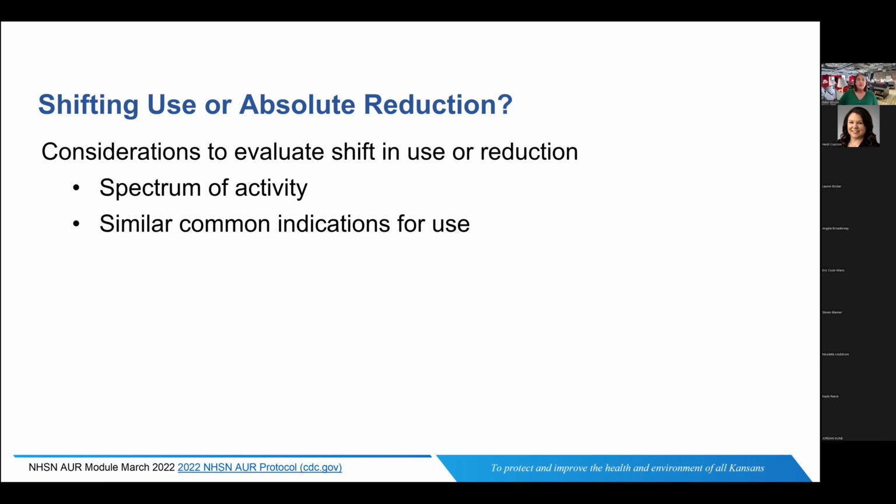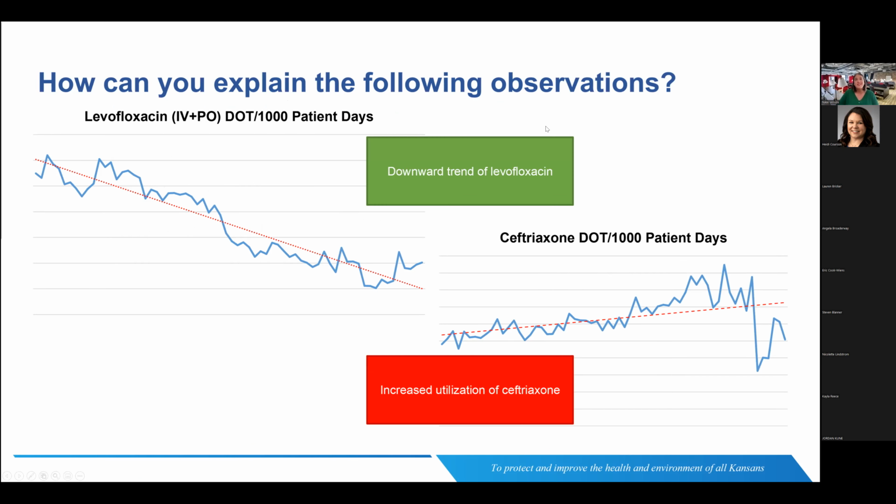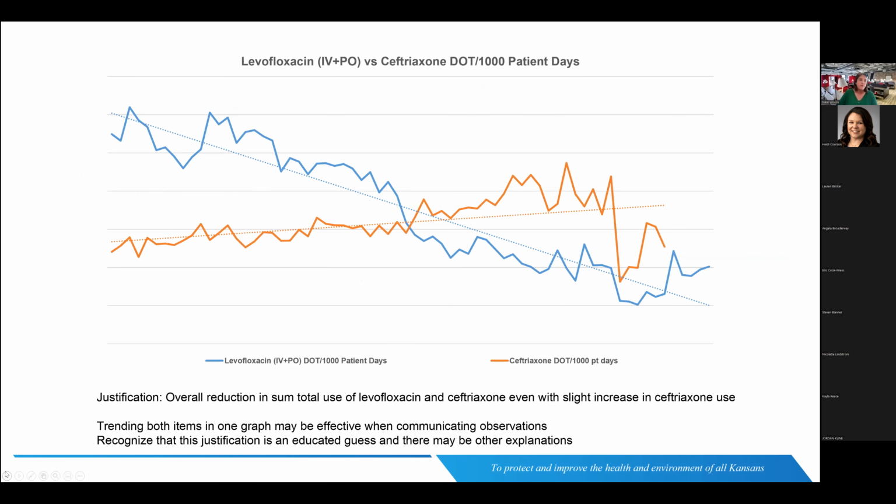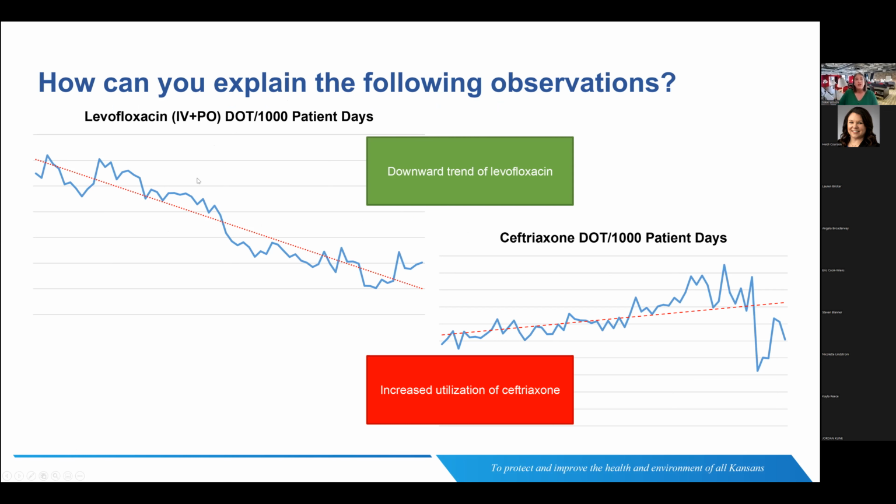One of my other favorite examples of this, of course, I'm going back and picking on my quinolones because they're just so easy, is looking at this following kind of example. So you have levofloxacin DOTs, IV and PO together, and you can see a downward trend. But with ceftriaxone, we're seeing an upward trend in use as well.